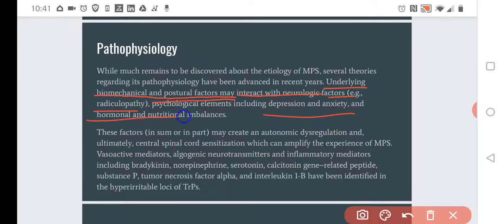There may also be some hormonal and nutritional imbalance. So these factors probably work in concert.